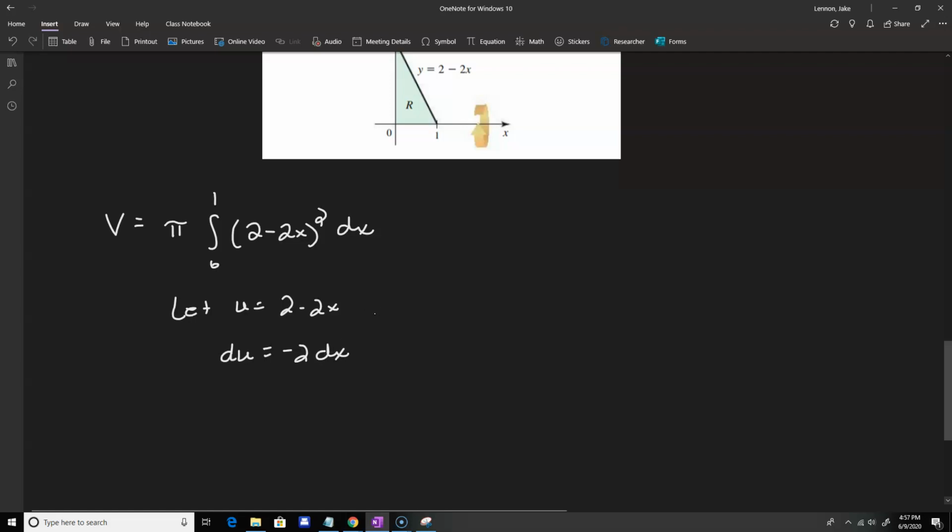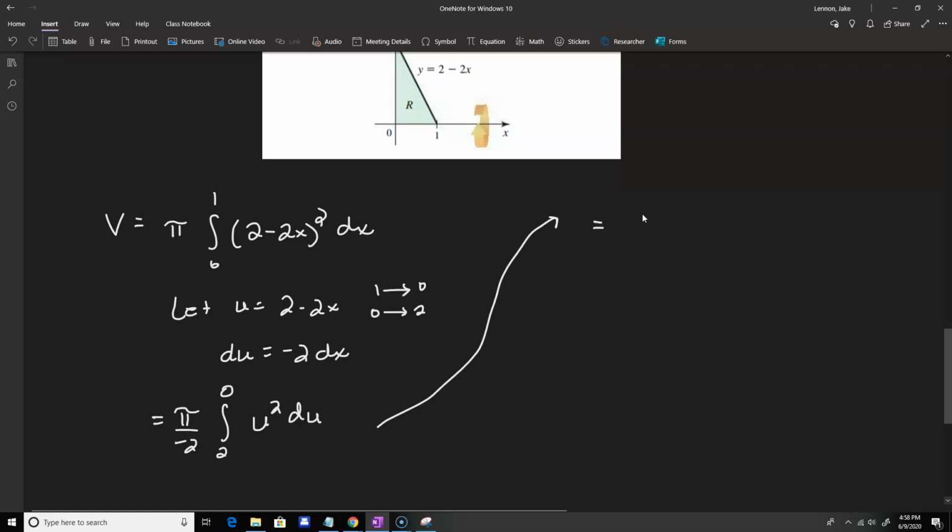Again, the limits here, what's going to happen? Well, when x is 0, u becomes 2 minus 0, which is 2. And when x is 1, we get 2 minus 2, which is 0. So the limits flip there. So anyhow, this becomes pi times the integral from 2 to 0 of u squared du, where we're dividing by negative 2 from the du. Okay, so let's continue up here.